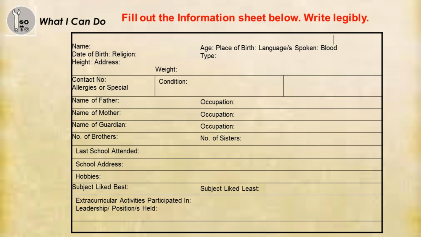Last school attended. School address. Hobbies. Subject liked best. Subject liked least. Extracurricular activities participated in. Leadership/position or positions held.